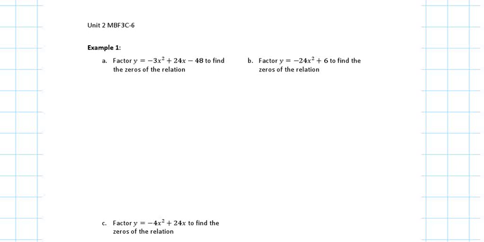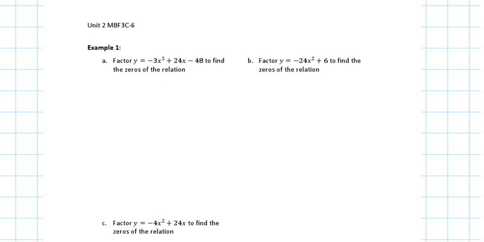Okay, so here's example 1. And the question is asking you, these questions should help you with your quiz today, part of it, right? So it's factor and the zeros. Because remember, it has to be in factored form for me to be able to find the zeros. You remember that? Factored form, find the zeros.